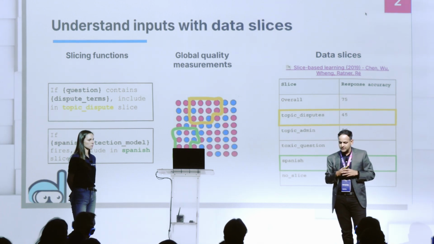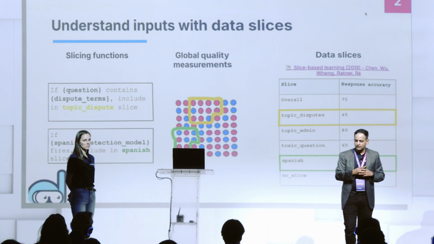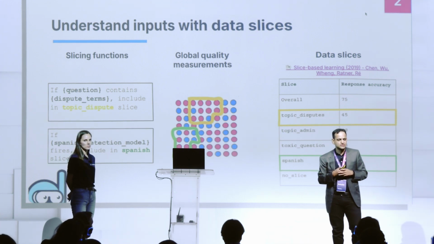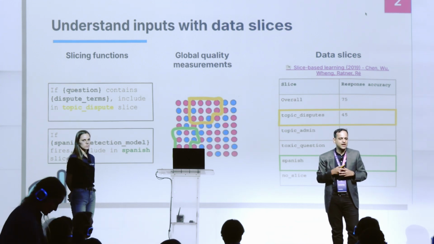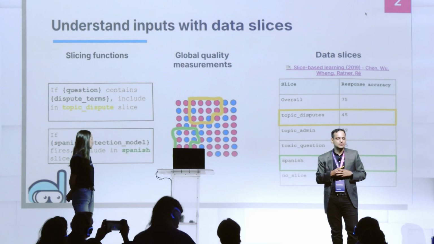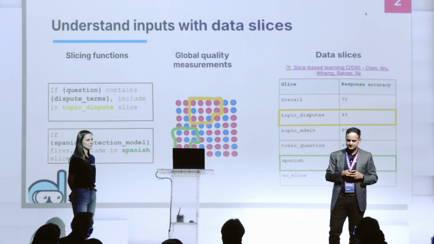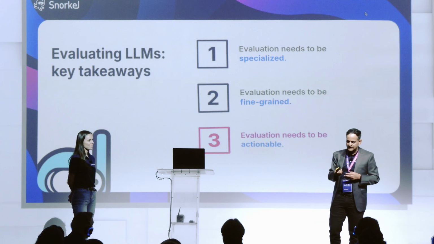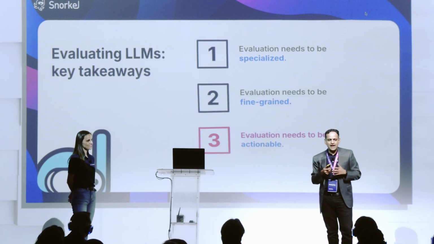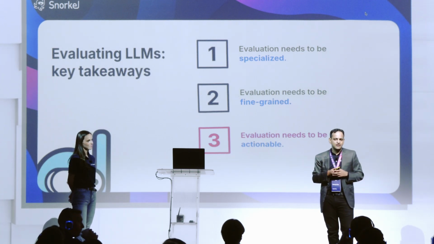As an example, here you can see that the response accuracy for topics related to disputes is pretty low. So maybe that's a bucket you need to go double click on. So that's what we mean by evaluations need to be fine-grained. Let's look at the third takeaway. Evaluations need to be actionable.